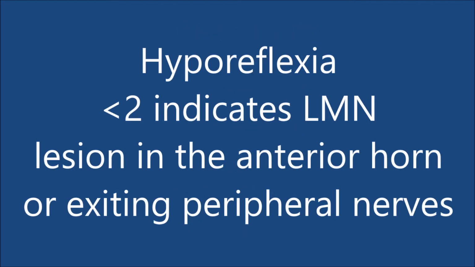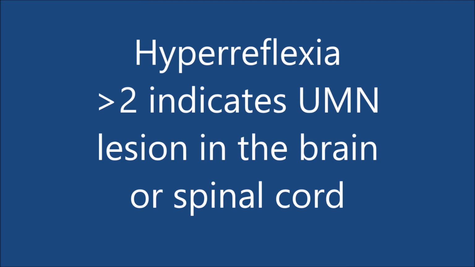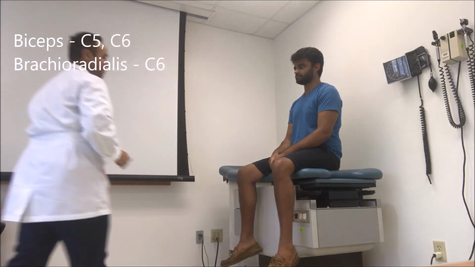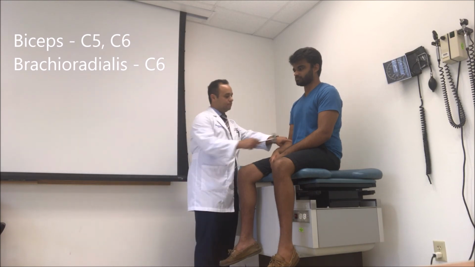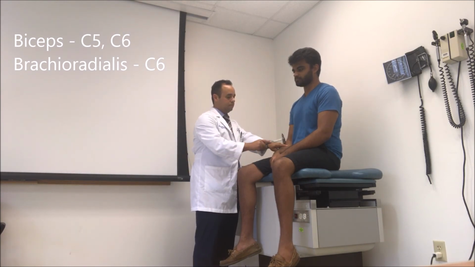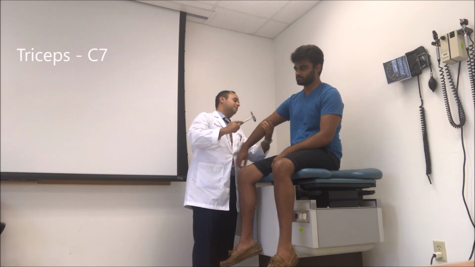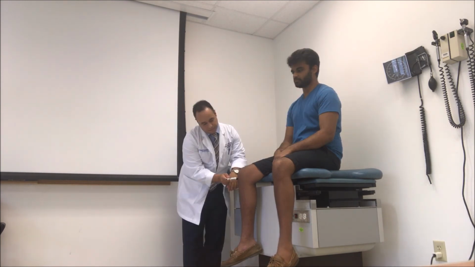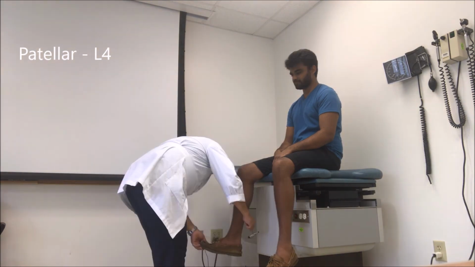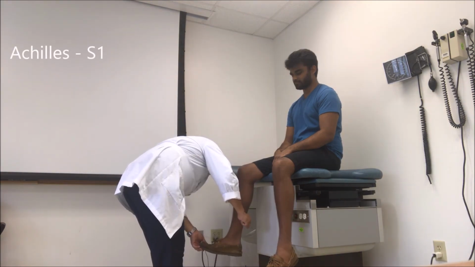Now, the clinical significance of this, well, absent or hyporeflexia can indicate lower motor neuron lesion, which would localize to the anterior horn in the spinal cord or peripheral nerves coming out of the spinal cord. However, brisk reflexes or hyperreflexia on the other side will indicate an upper motor neuron lesion, which localizes to the brain or spinal cord. The biceps reflex is through nerve root C5, C6. The brachioradialis is through nerve root C6. The triceps reflex is nerve root C7. The patellar reflex is nerve root L4, and the Achilles reflex is mediated by nerve root S1.